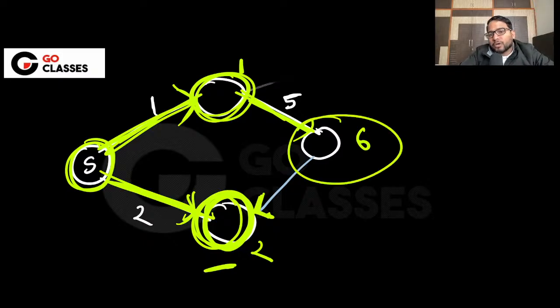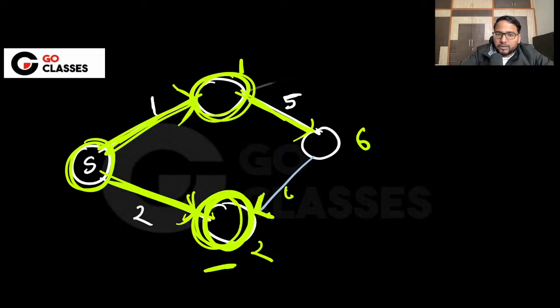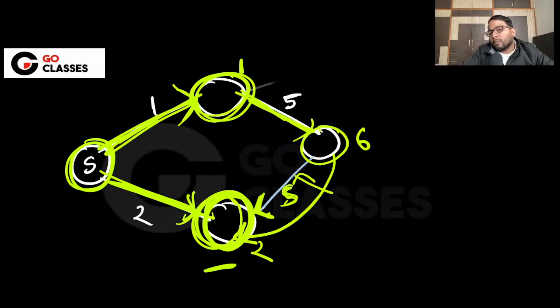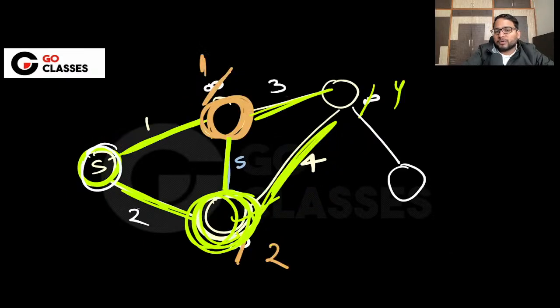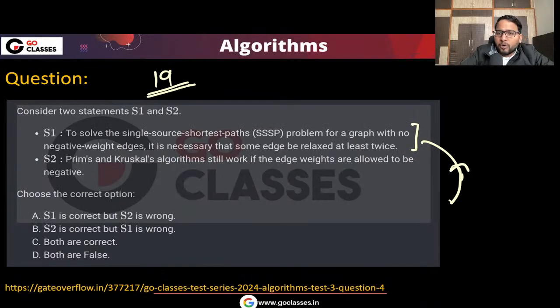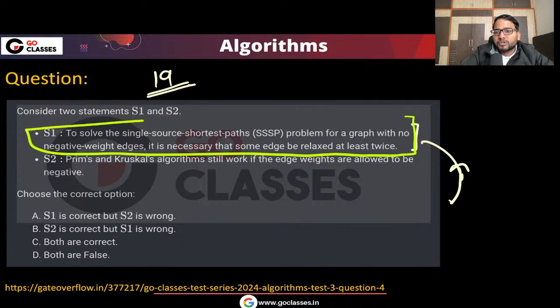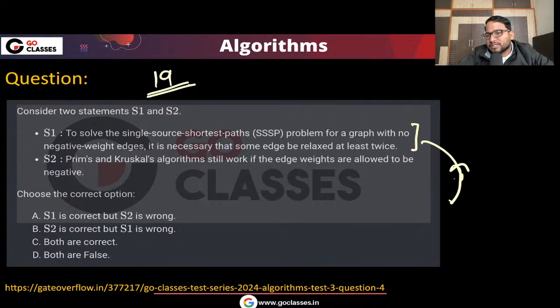Then tell me, are you going to relax this edge? Let's suppose this edge cost could be anything, say 5, 3 or anything. Then you will not relax this because the moment you pick this, it is already final. So some of the edges you might not even relax, and any edge you will relax at most once. We have already seen this in the previous lecture, that's why I'm not going into more detail. So basically in Dijkstra you can say at most one time you will relax.